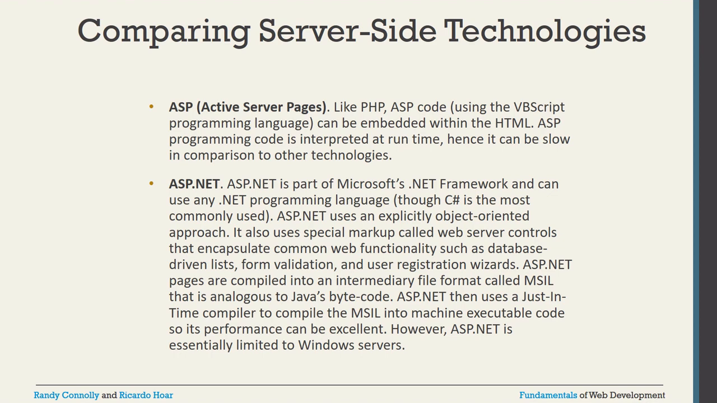ASP.NET is part of the Microsoft .NET framework and can use any .NET programming language, other than C Sharp, but C Sharp is again the most popular one for the Microsoft .NET framework. ASP.NET is generally used for the object oriented approach, and it also has a special markup called web server controls that encapsulate common web functionalities such as database driven lists, form validations, user registration wizards, and other things.